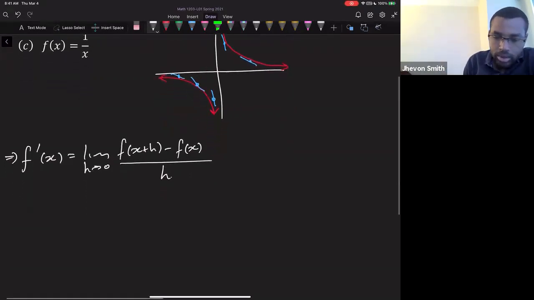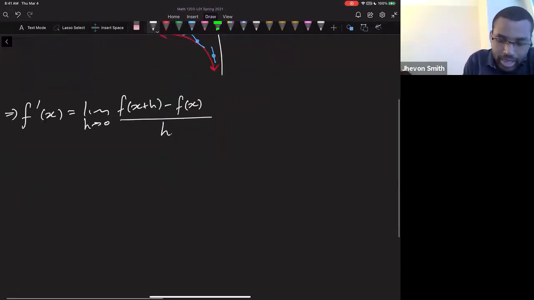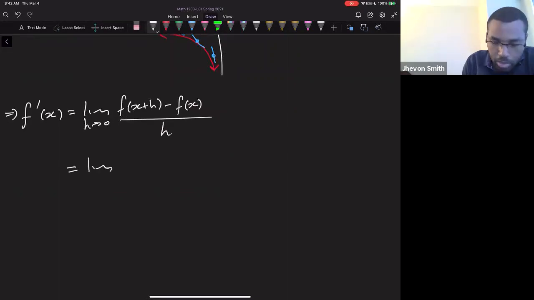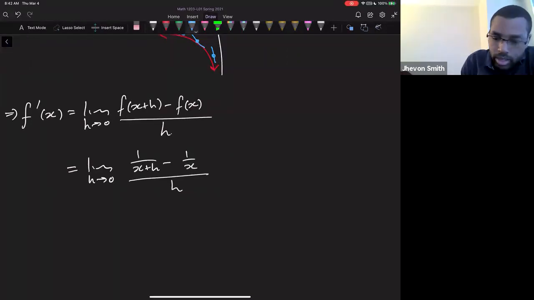Okay, so that's the definition. Write it down every time so we don't forget. Of course, plugging that in here, we have 1 over x plus h minus 1 over x, all over h. Nothing strange here. We've seen this a lot, even on day 1 of this class. So we know that this is a compound fraction. The easiest way to simplify those is to multiply and divide by the LCD. So that's what we're going to do.